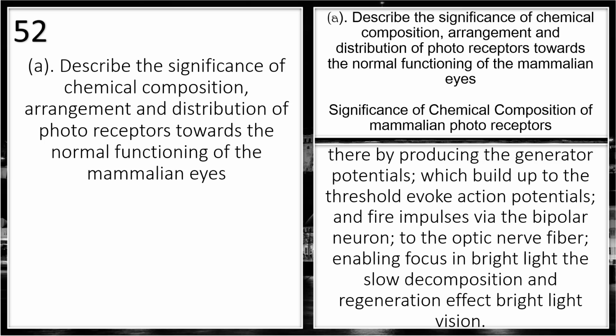Thereby producing a generator potential which builds up to the threshold. This evokes an action potential and fires impulses via the bipolar neuron to the optic nerve fiber, enabling focus in bright light. The slow decomposition and regeneration affect bright light vision.